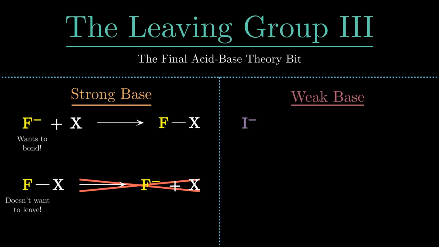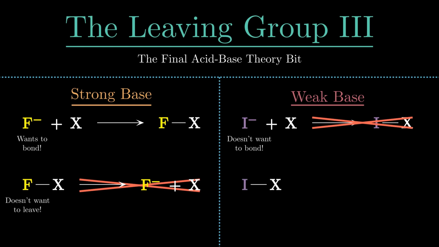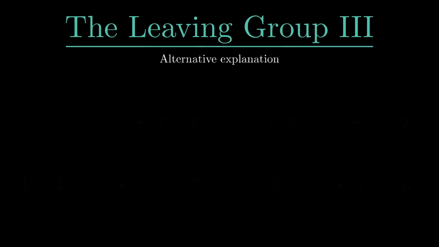On the other hand, iodide is the weakest base of the halides. It doesn't want to bond, which means it won't share its electrons with another atom. The alternative is if iodide has already shared its electrons, it wants to leave in order to get its electrons back. We saw that iodide is the best leaving group of the halides, and now we know why.